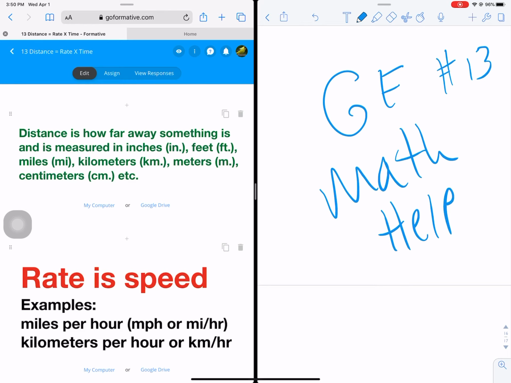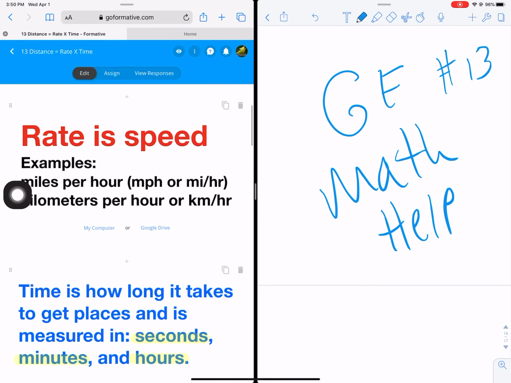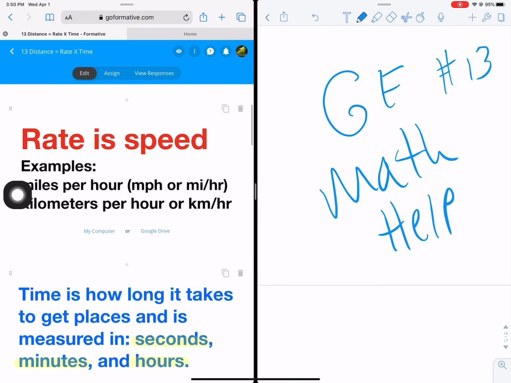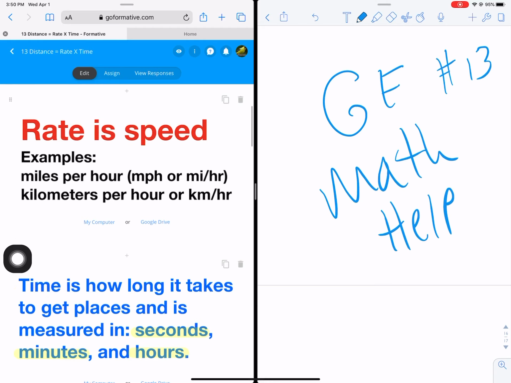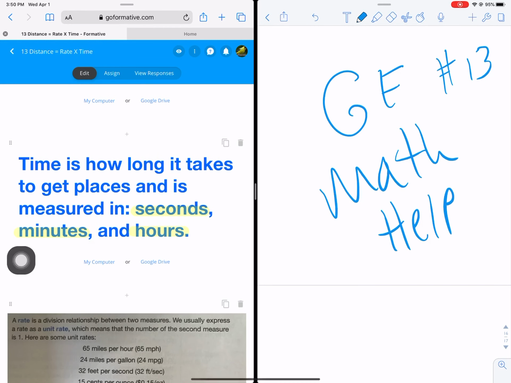Distance, right there in the green, says how far something is and is measured in inches, feet, miles, kilometers, meters, centimeters, etc. Rate, here are some examples of rate: miles per hour. It's usually the speed you're going, that's the rate. And then time, how long it takes to get places. Pretty simple definitions.